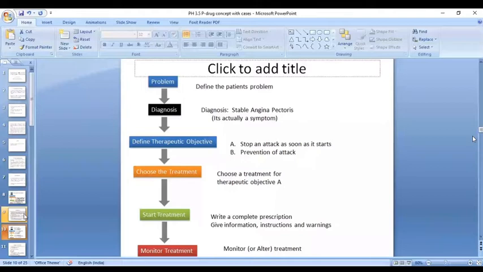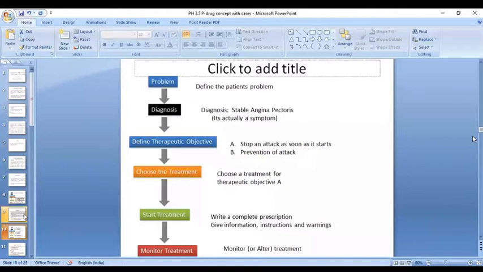Now we know that there are different groups of drugs that could be prescribed, right? So we have to choose a P group, which group of medication, whether it is a nitrate, a beta blocker, a calcium channel blocker, or the newer therapies. Which group is to be selected for this particular patient?